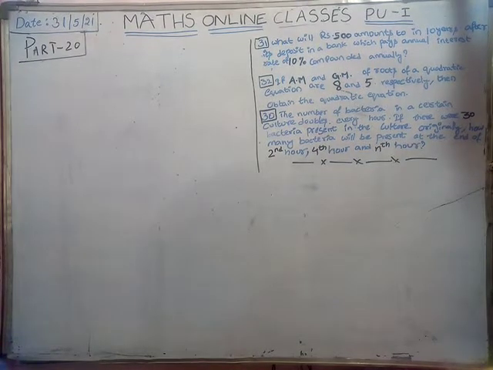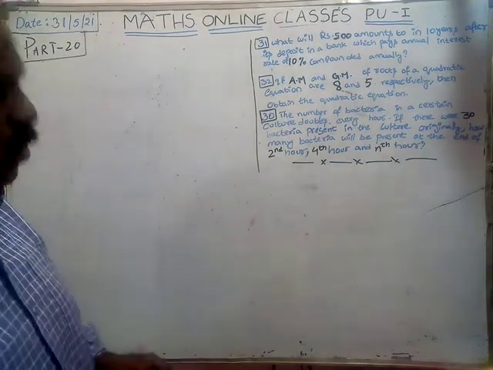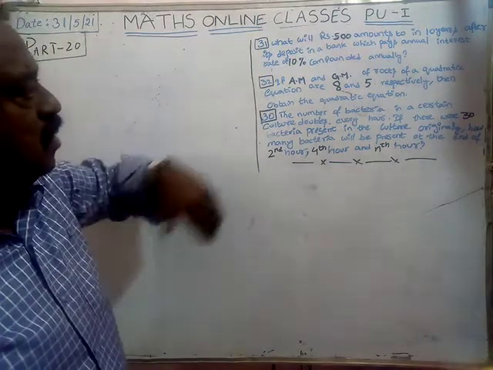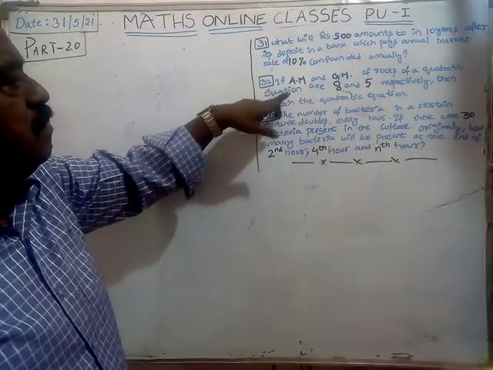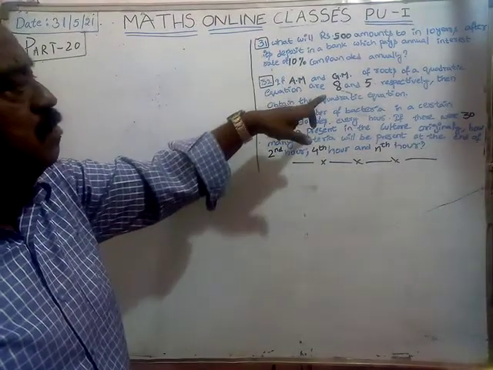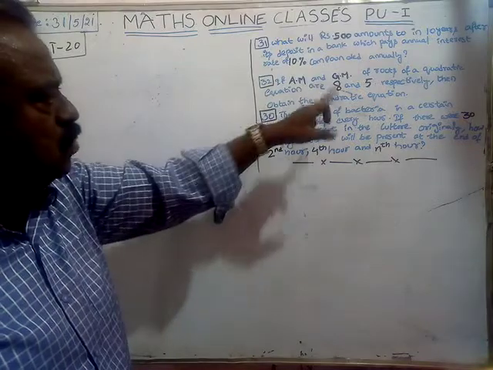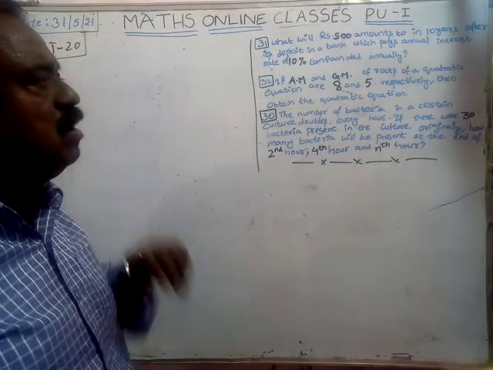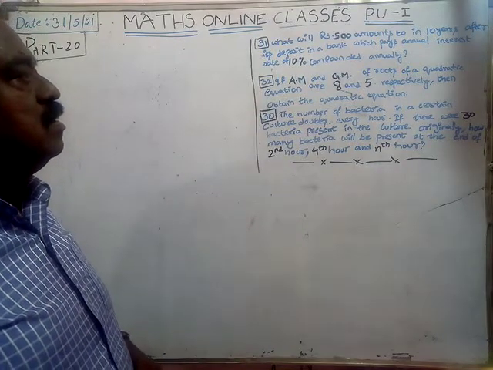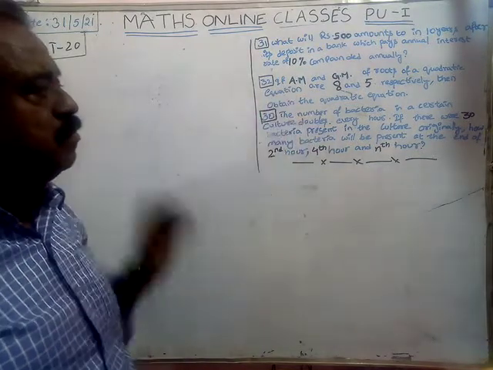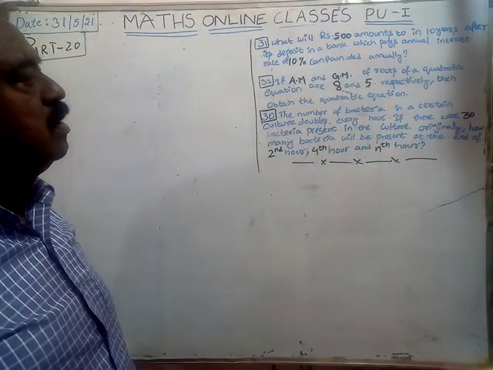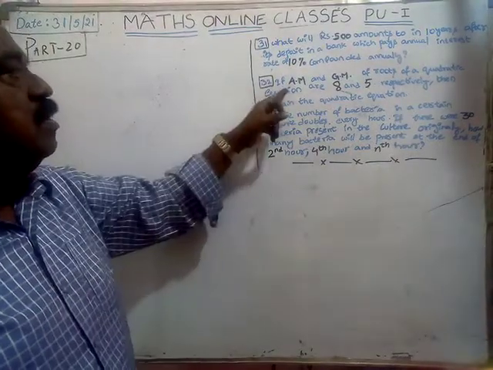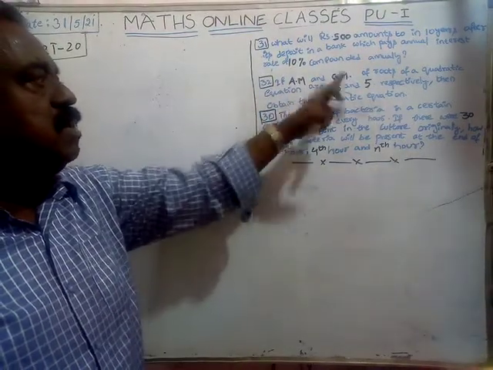Next, we'll go to the 32nd problem. If AM and GM are the roots of a quadratic equation, one quadratic equation is there, are 8 and 5 respectively, then obtain the quadratic equation. Here AM is 8, GM is 5.